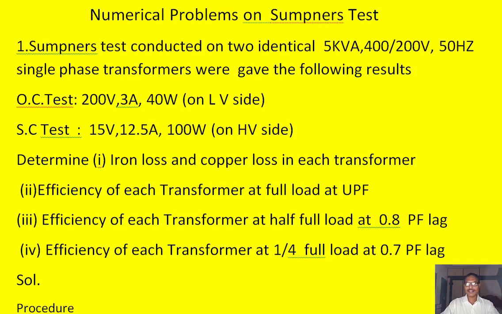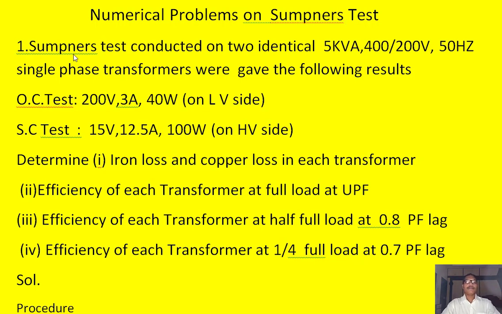Friends, today I will discuss the numerical problems on the Sumpner's test. So this Sumpner's test is nothing but a test conducted on two identical transformers to calculate the iron loss and the copper loss when the transformers are fully loaded, meaning under full load conditions.